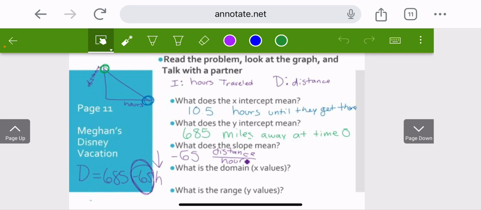Our last piece we're going to do on this one is talk about our domain and range. It's been a hot second since we talked domain and range.